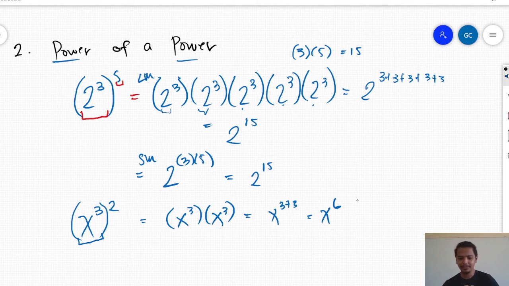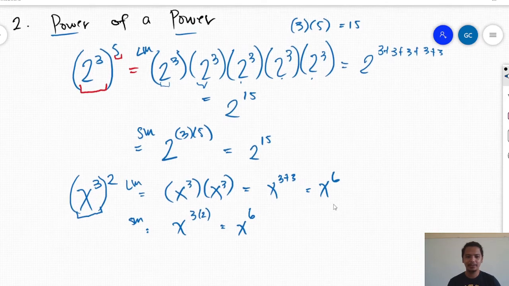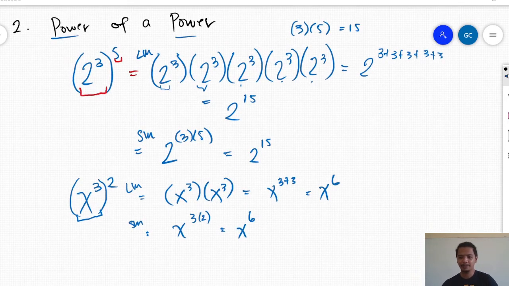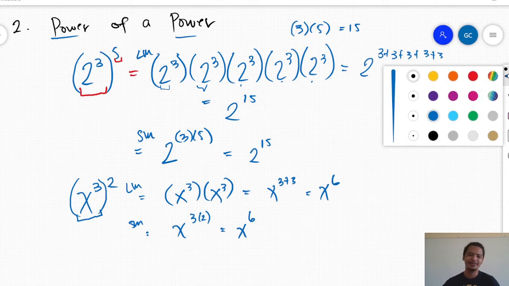So, makikita nyo dyan, yung 6 is just a product of 3 times 2. So, kung ito yung long method natin, pwede pala natin i-shorten yun. So, short method natin, that will be x raised to 3 times 2, which is equal to x raised to 6. Okay. So, general rule para sa power of power.